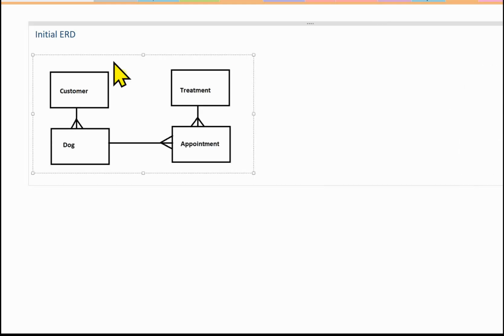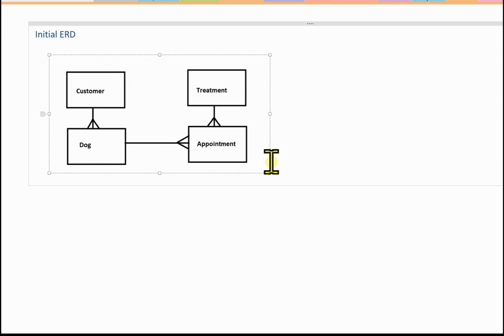The first thing to do now is to draw up an initial ERD from the information that we've got so far. So here we have an initial ERD. We said we had a customer, can own many dogs. A dog can attend many appointments, and a treatment can be given at many appointments.